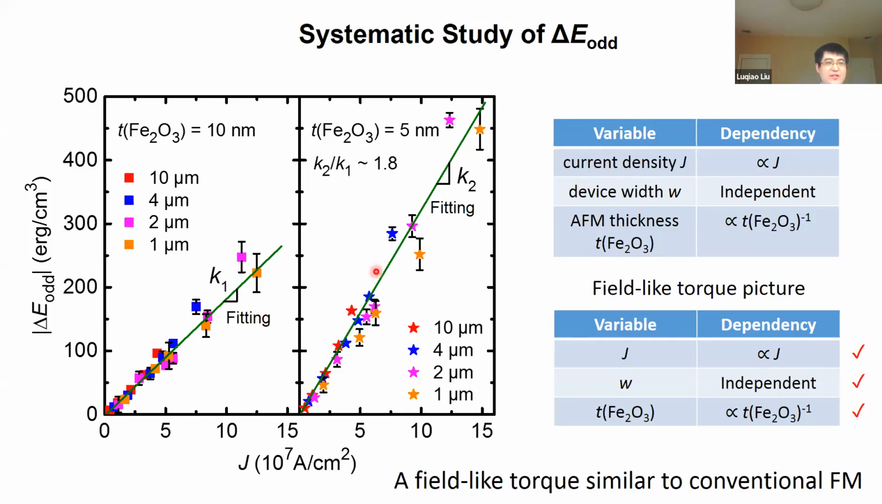So we try to answer this question by doing, again, compare different samples with different thicknesses and also samples with different sizes. What we found is that, first of all, it does not have any size dependence. That means it's not a thermal effect. So it is from an Oersted field or spin field-like torque effect. And secondly, we found that actually when we double the thickness of our oxide, the torque, or this Zeeman energy term, reduces by 1/2. So if you compare the left versus right panel, that's 10 nanometer versus 5 nanometer. You can see that slope reduces by roughly a factor 2. So that means this reflects a field-like torque, just similar to conventional ferromagnet.